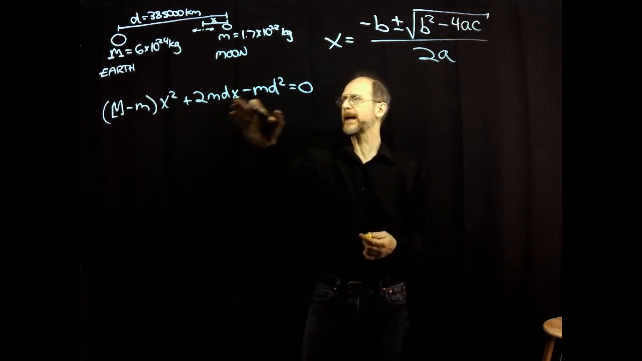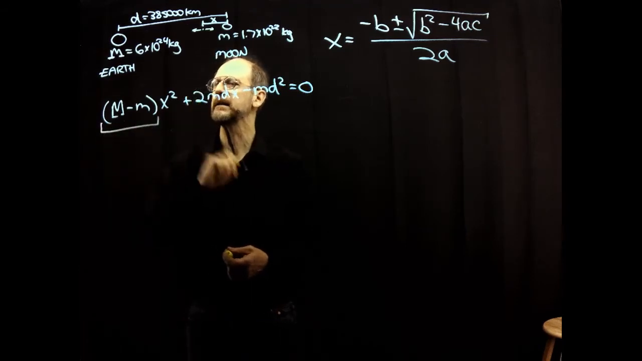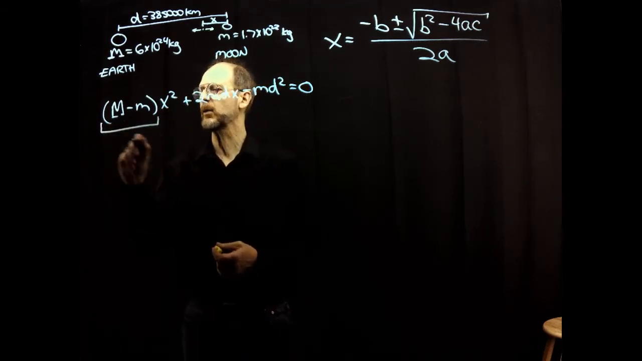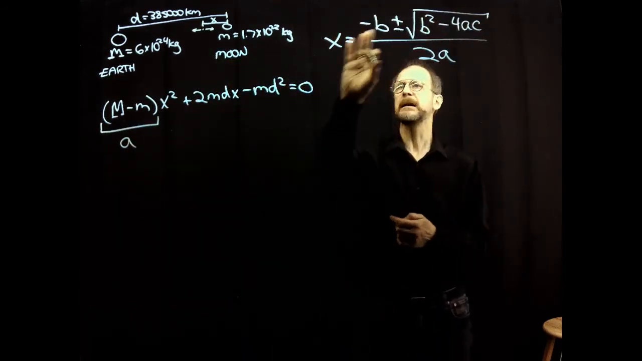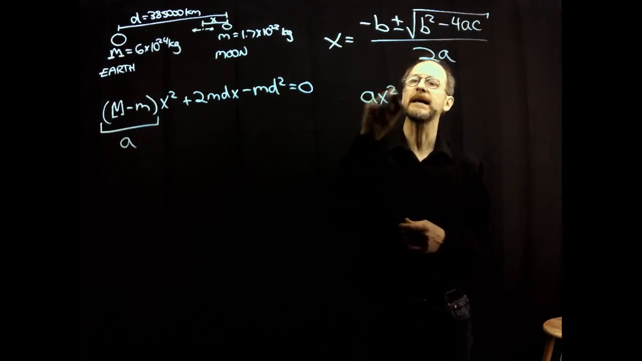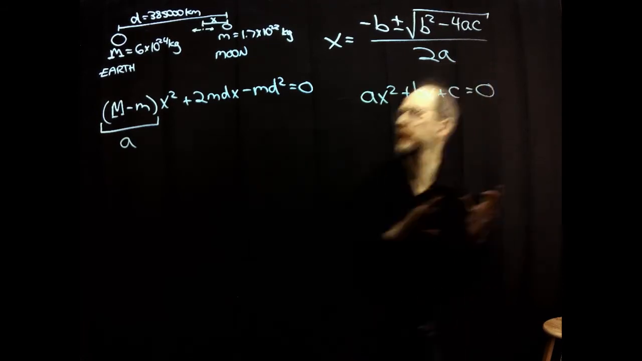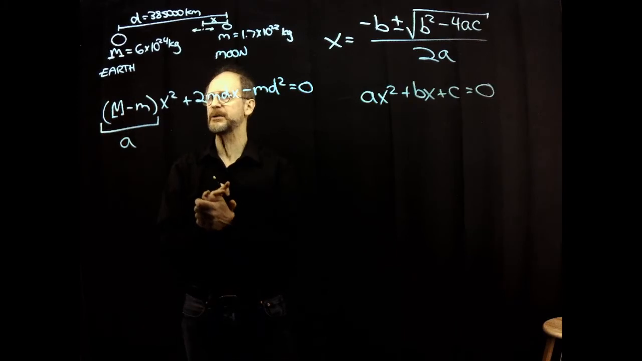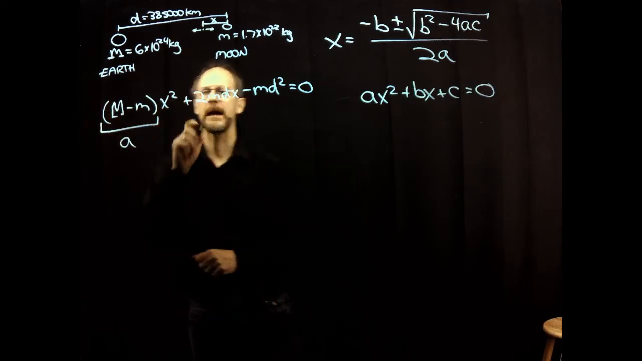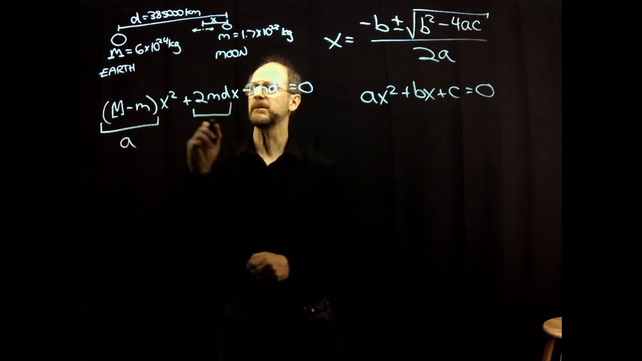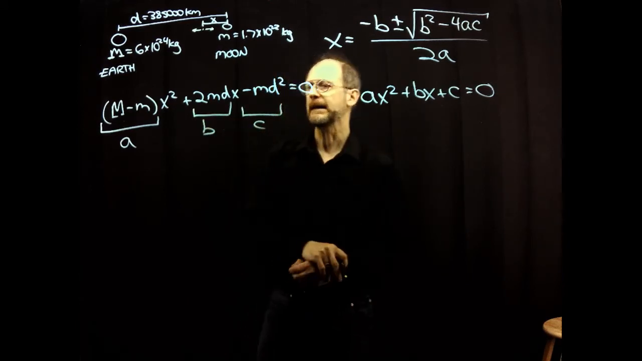Let's go ahead and plug in the numbers here. Whatever is being multiplied by x squared, that's our a. So the quadratic formula is a solution to the equation ax squared plus bx plus c is equal to 0. In our equation, in this particular situation, the thing that's multiplying x squared is big M minus little m. So that's our a. 2m times d, that's our b. And our negative m d squared, that is our c.